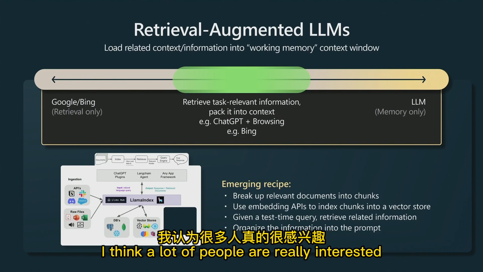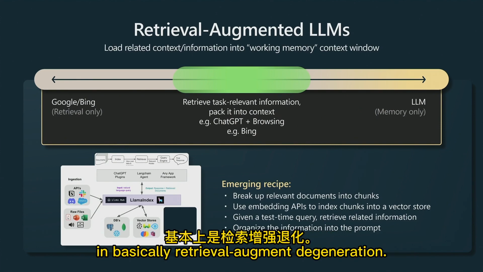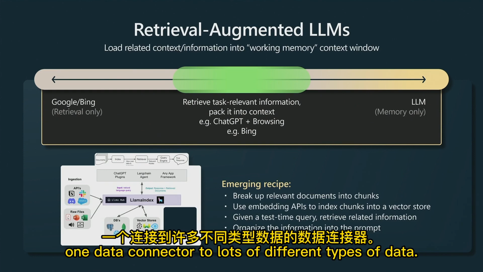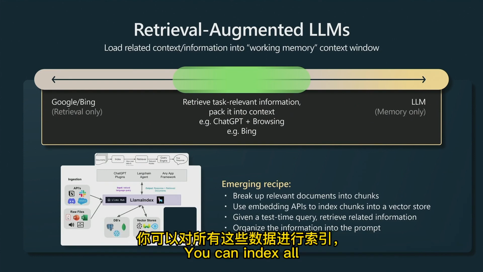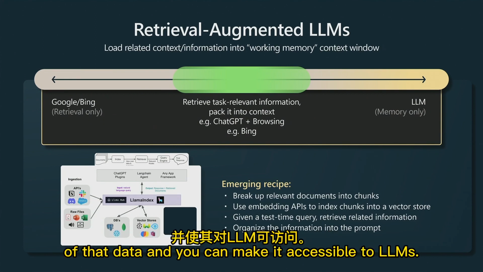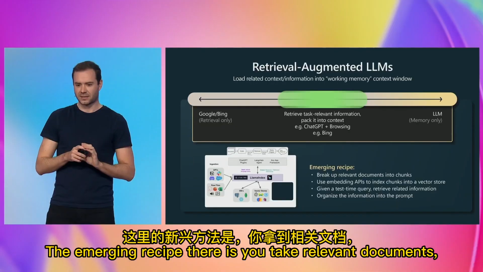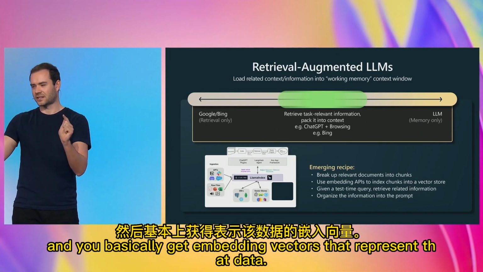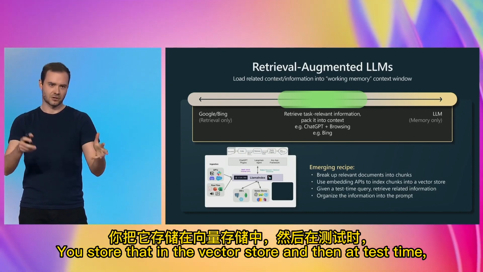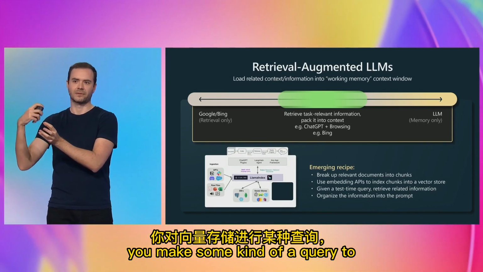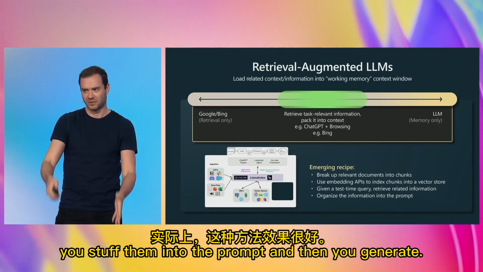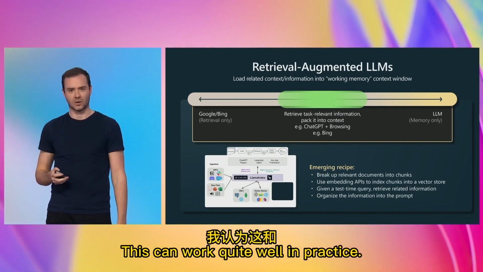And so I think a lot of people are really interested in basically retrieval augmented generation. And on the bottom, I have an example of Llama Index, which is one sort of data connector to lots of different types of data. And you can index all of that data, and you can make it accessible to LLMs. And the emerging recipe there is you take relevant documents, you split them up into chunks, you embed all of them, and you basically get embedding vectors that represent that data. You store that in the vector store, and then at test time, you make some kind of a query to your vector store, and you fetch chunks that might be relevant to your task, and you stuff them into the prompt, and then you generate. So this can work quite well in practice.